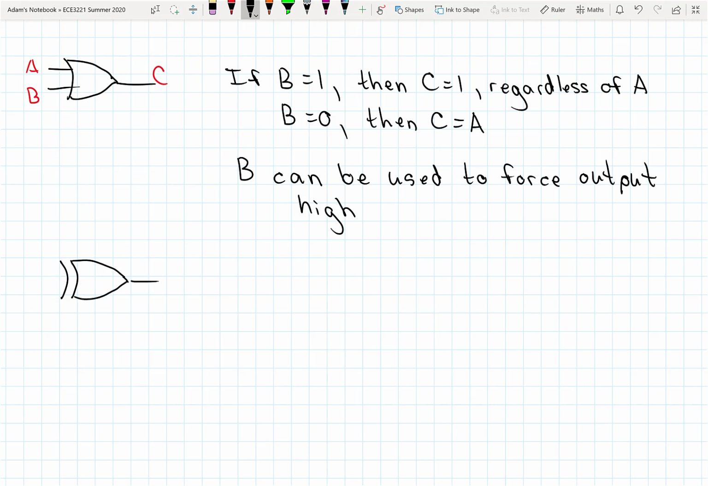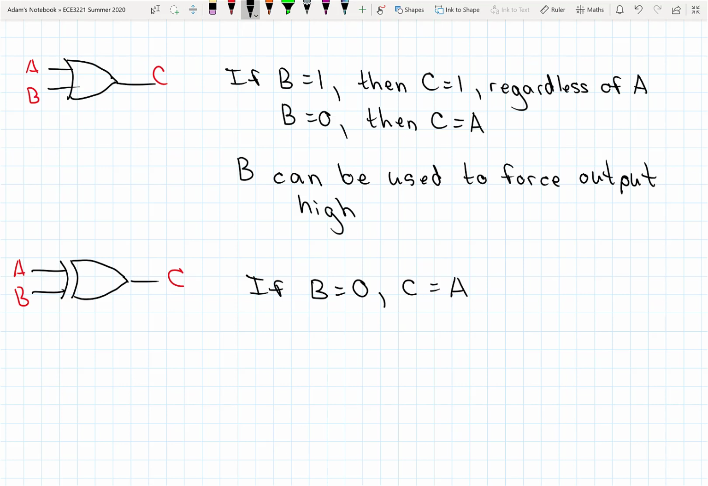Let's look at an XOR gate. Okay, so recalling that an XOR gate only sets the output high when the inputs are different, right? So again, thinking about using B as a control signal, if B is 0, then C will be equal to A.